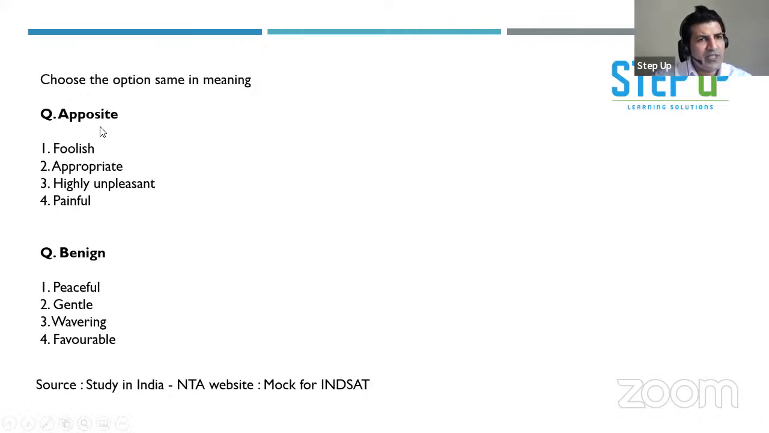Can you tell me what is the answer to the first question? Choose the option same in meaning as apt. What is the option that means similar to apt? Yes, folks, write down your answer in the chat. Correct. So this is not opposite, this is apt. Opposite is, for example, her house is opposite to my house. But apt means appropriate, right? So the correct answer would be option number 2. Second is benign. What is benign?